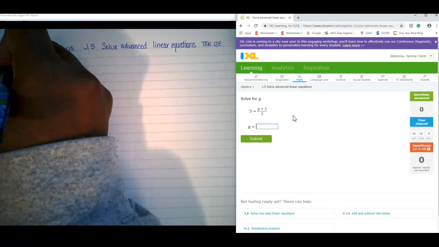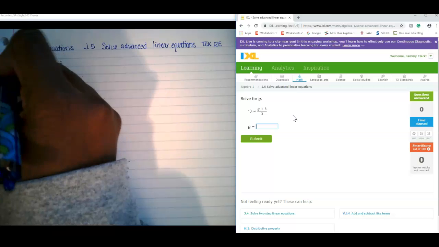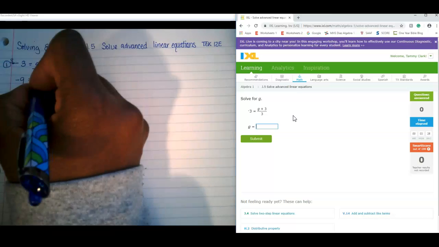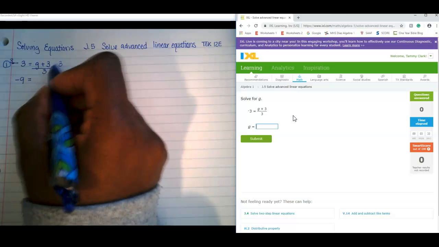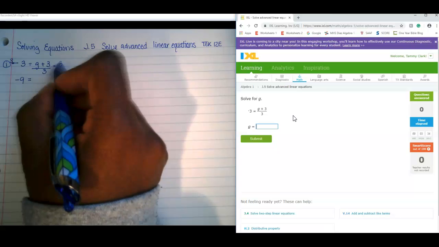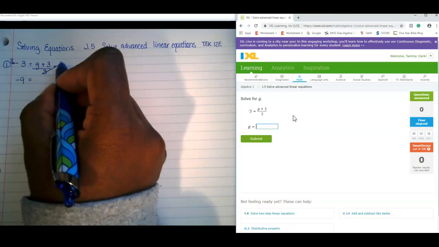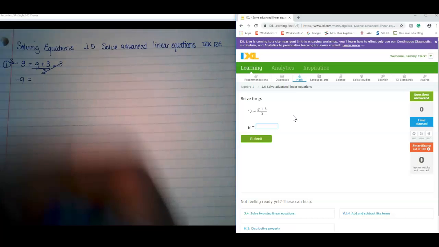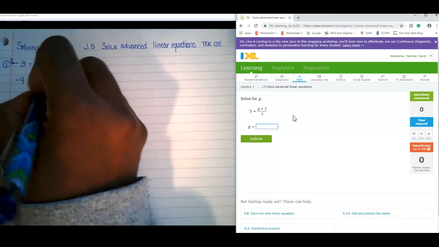We're going to multiply by 3 on both sides of the equation. So that gives us 3 times -3 is -9. And that gives us g plus 3 times 3, but we're going to divide this 3 by 3. So that eliminates that 3, or actually it reduces it to 1. So now we have -9 equals g plus 3.